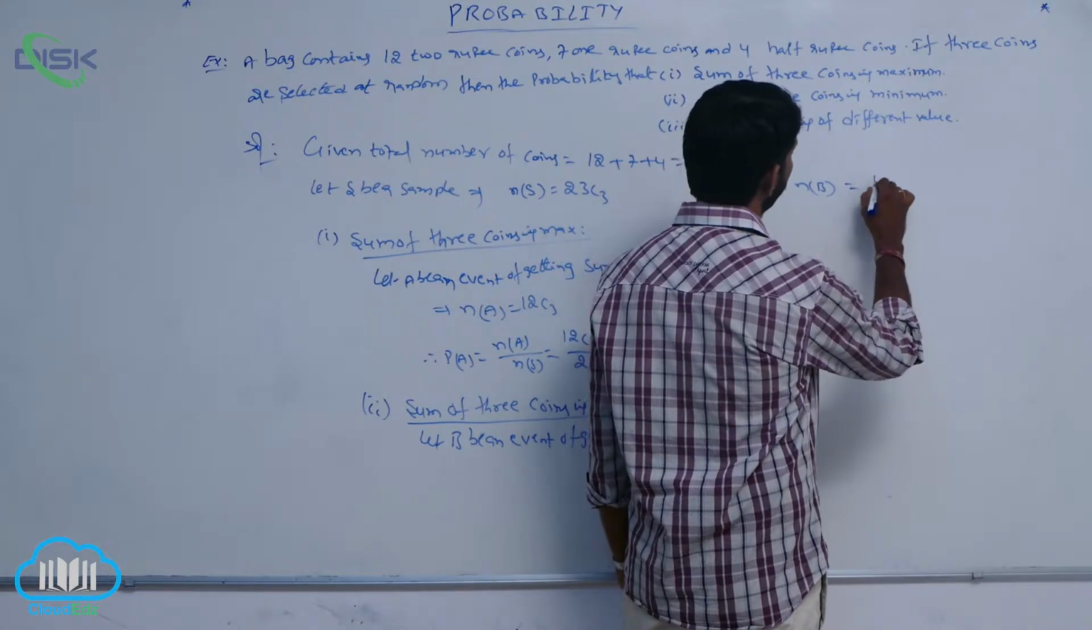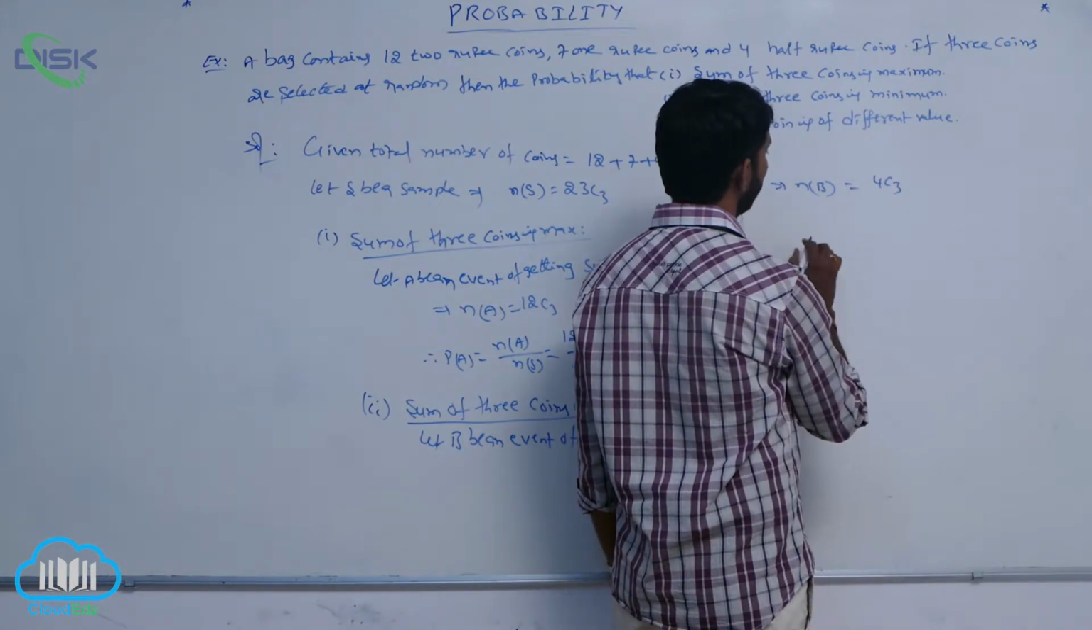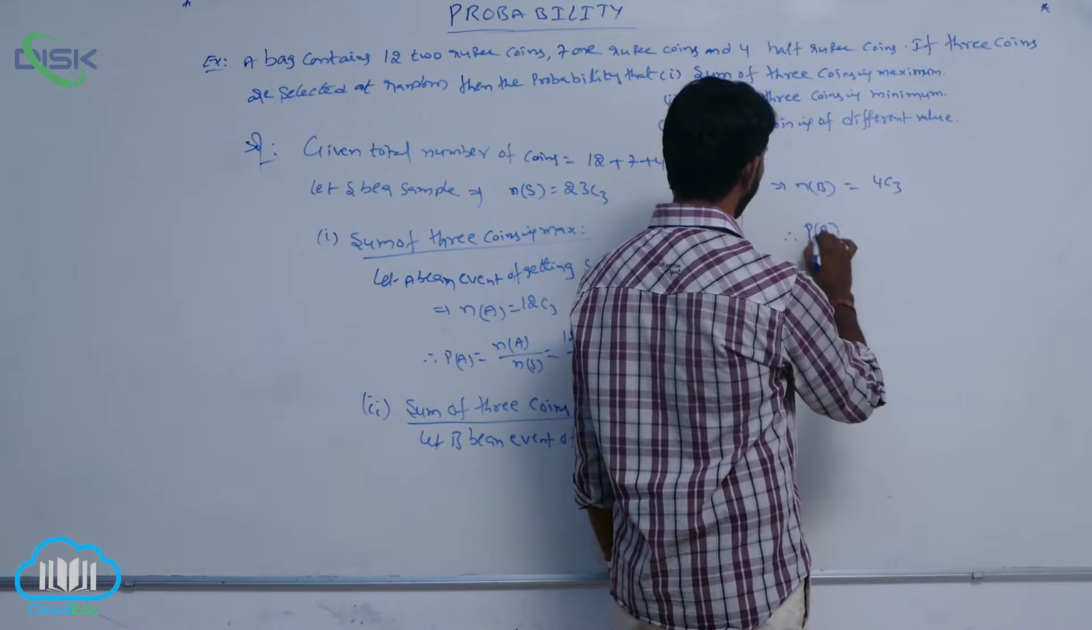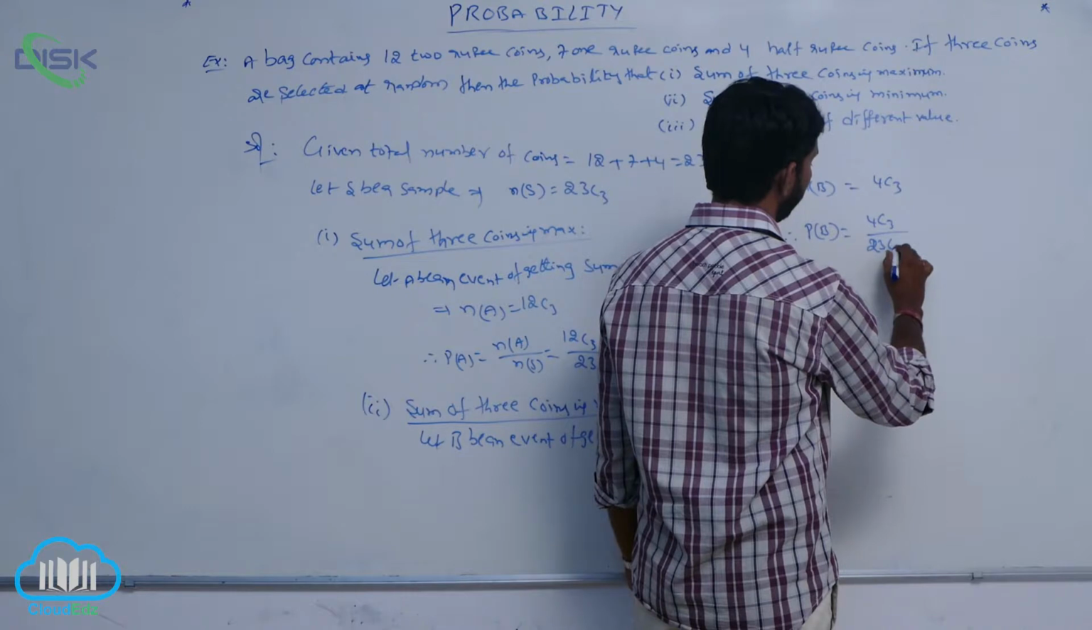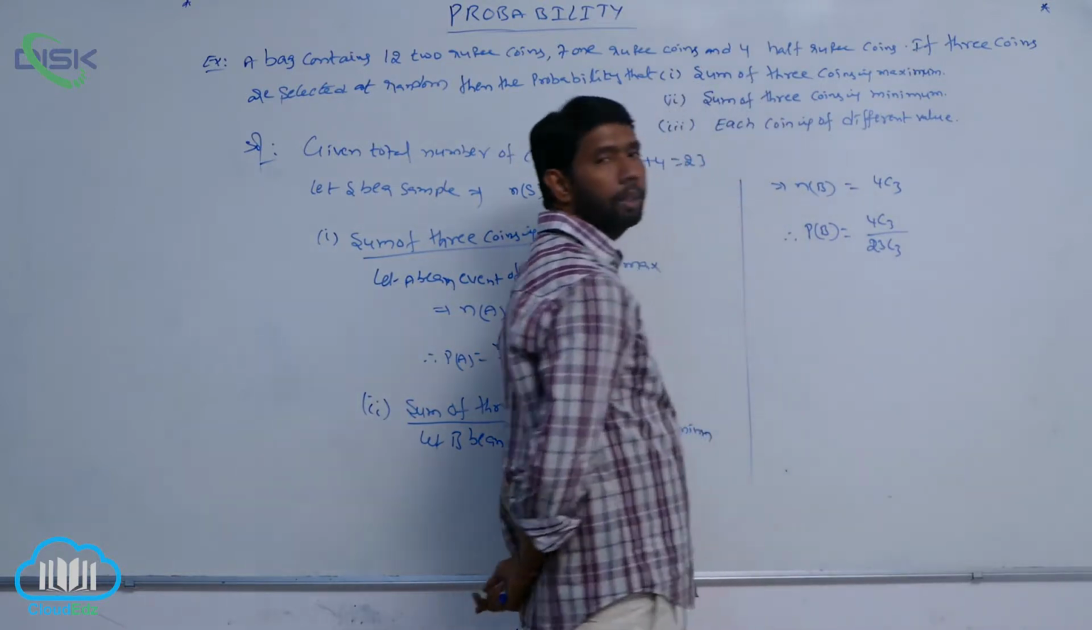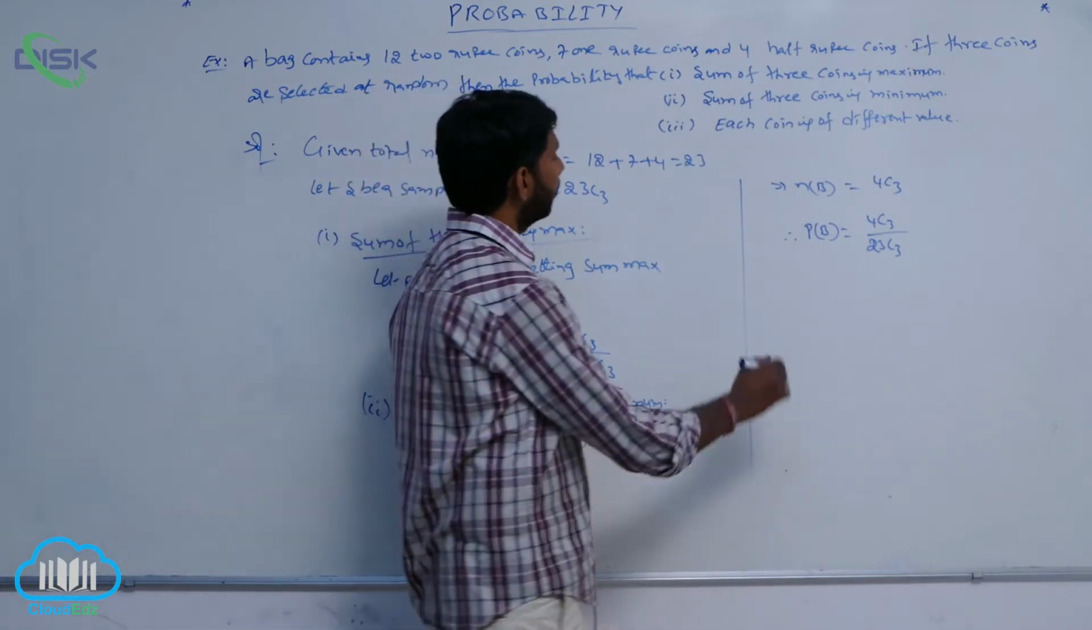That is, n(B) is equal to 4C3. Therefore, P(B) is equal to n(B) by n(S), that is 4C3 by 23C3.